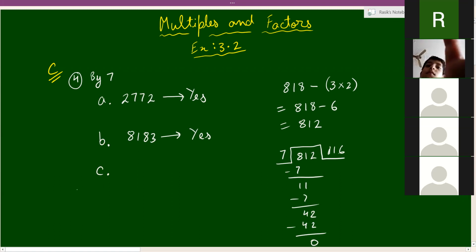Try the C one. C is 4,606. This is the number. Try this.